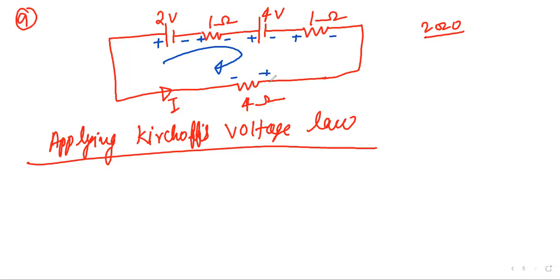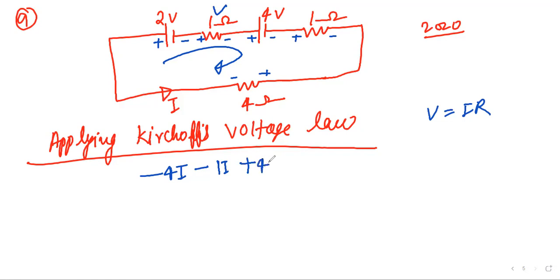So see, for the first ohm, we will start from here. Then this is plus, this is minus, right? So it will be minus of 4I. We know V equals IR, so I is current, R is resistance. So resistance is 4 multiplied with the current. Then again comes minus this value. So it will be minus of 1I. Next is plus, and for the battery we will take the positive terminal.